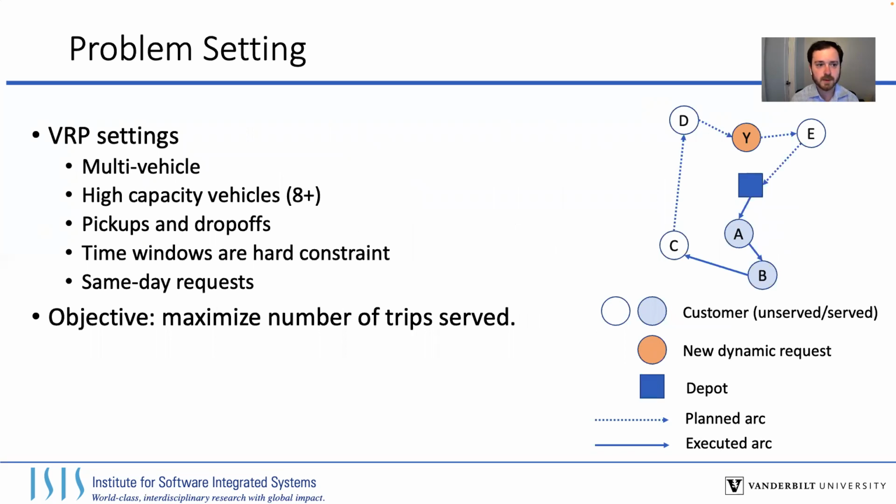In this problem, we have the following VRP settings. It's multi-vehicle, and these vehicles are high-capacity vehicles. Typically, somewhere between 8 and 12 passengers can fit on a single vehicle at a given time. The trip requests have both pickups and drop-offs, and there are time windows associated with the pickups and drop-offs, which are hard constraints. We also accommodate same-day requests. In this case, our objective is to maximize the number of trips served throughout a day.